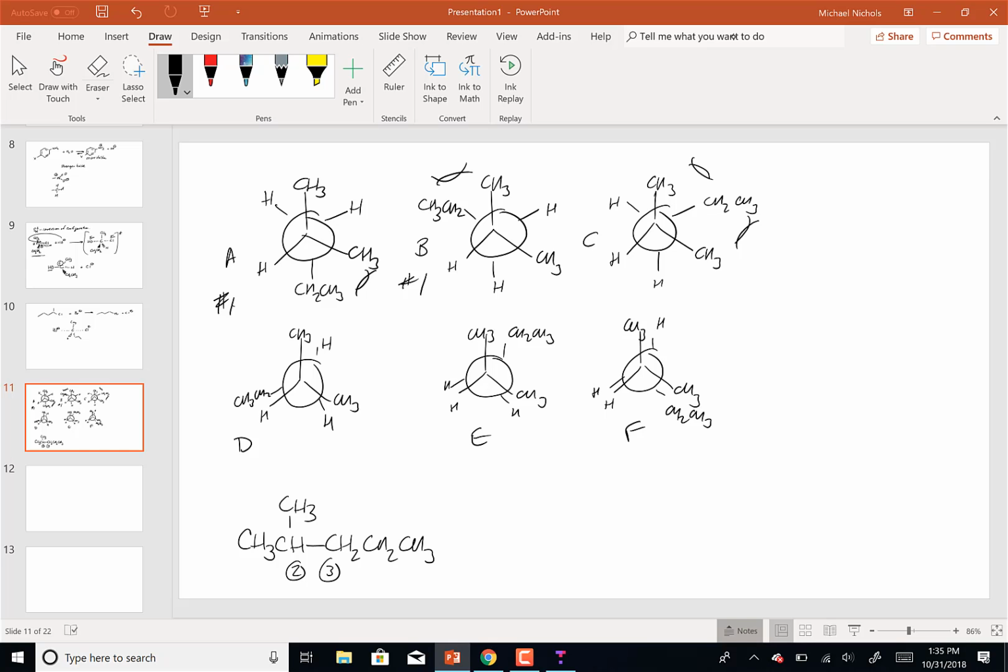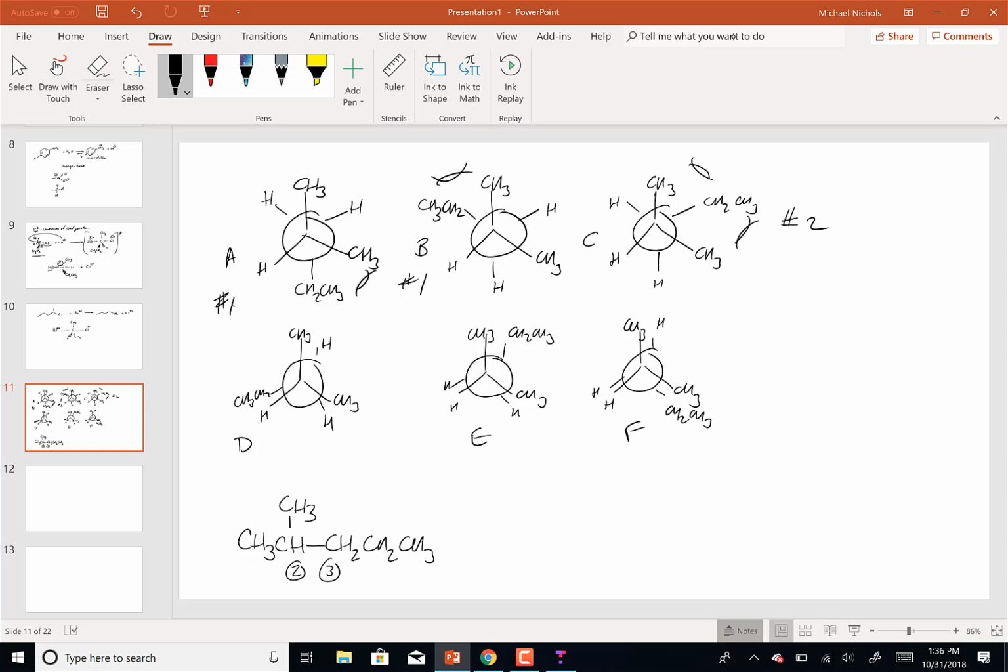Okay, so it's number of interactions, then look at the specific interactions. The bigger the group, the more unstable the interaction. So you'd want 2 smalls versus a small and a large. And then C would be number 2. So now let's look at the last 3, D, E, and F.